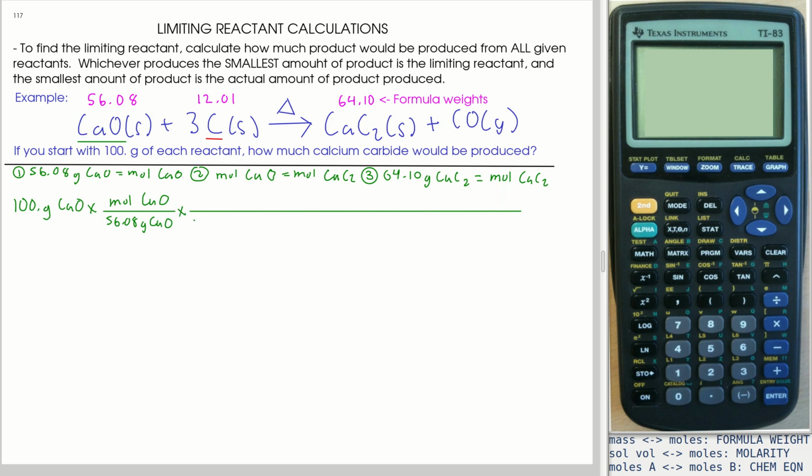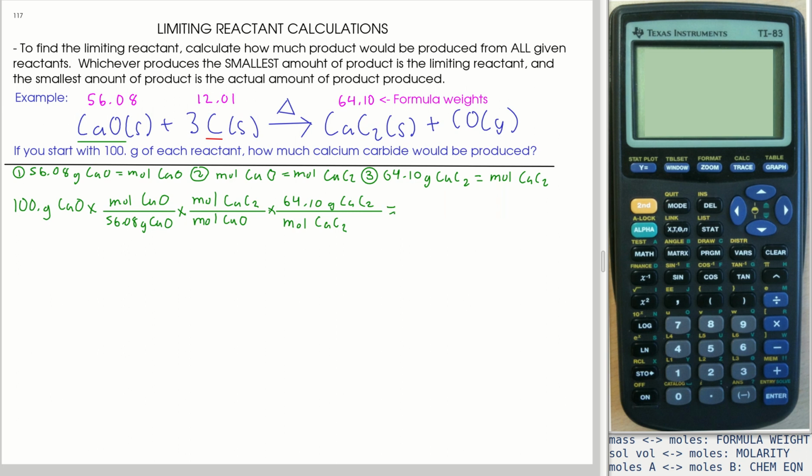Second step, the part that has moles of calcium oxide on the bottom, on the top goes the other half of that factor, moles of calcium carbide. That leaves me with moles of calcium carbide. So for the final factor, put the part with the matching unit on the bottom, moles of calcium carbide, what it's equal to, 64.10 grams of calcium carbide on the top. That's all three of my steps.